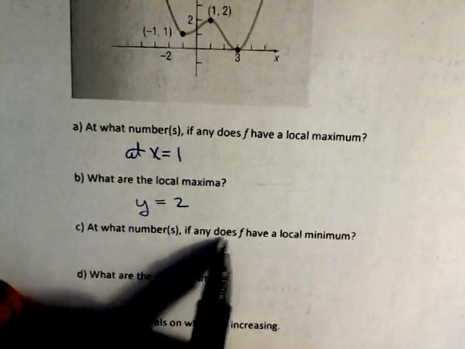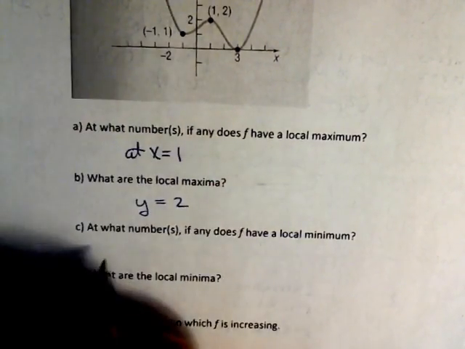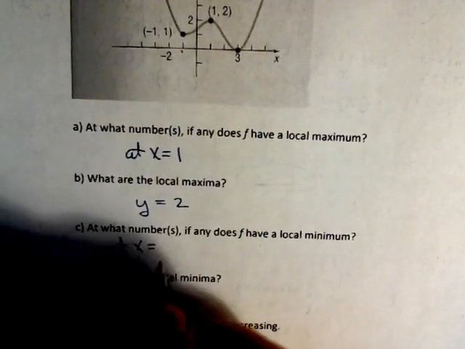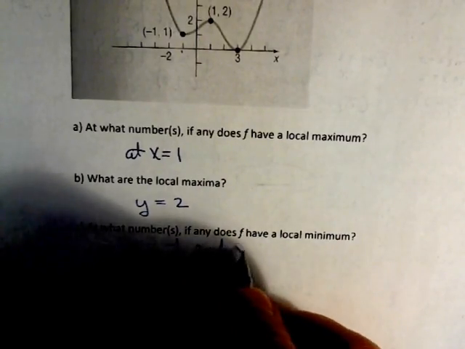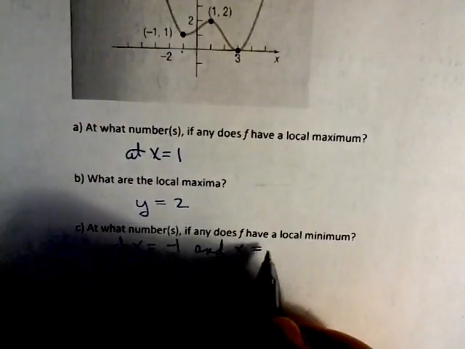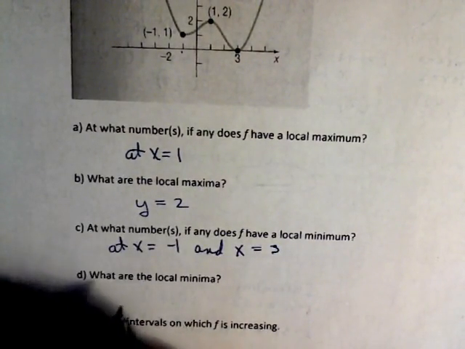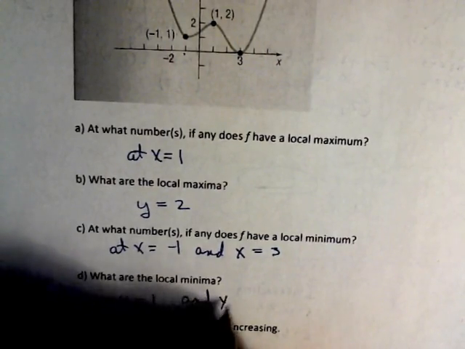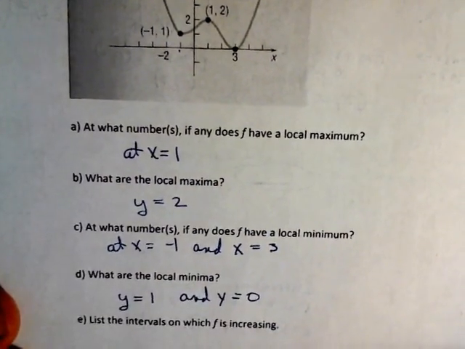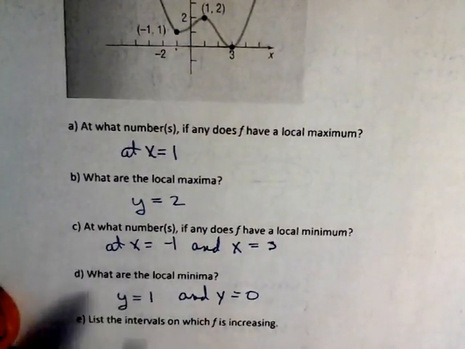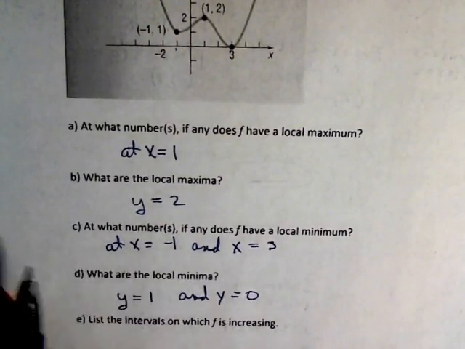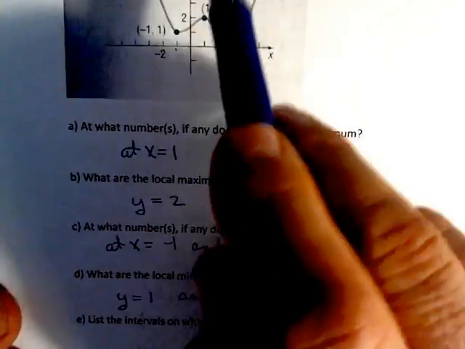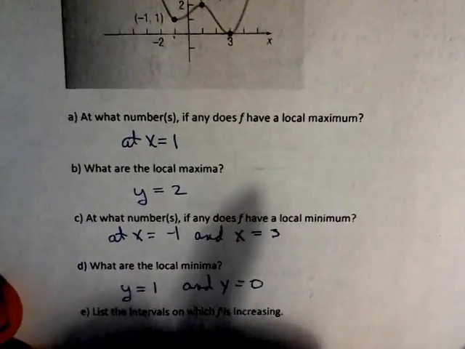Part C, at what numbers, if any, does F have a local minimum? Well, it has them at X is -1 and X is +3. What are they? Y is +1 and Y is 0. Okay, so hopefully you're getting the hang of this. At what number is the X's? What are they? What are the actual minimum or maxima? They are actually talking about the highest, lowest point.